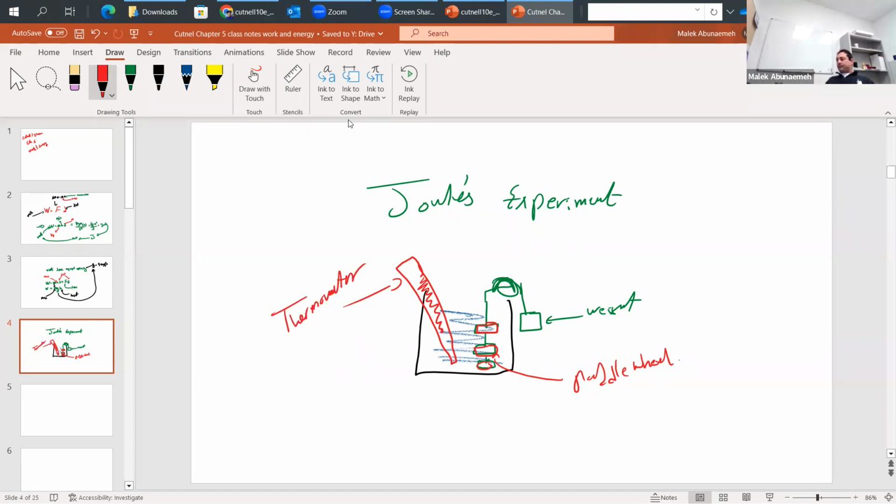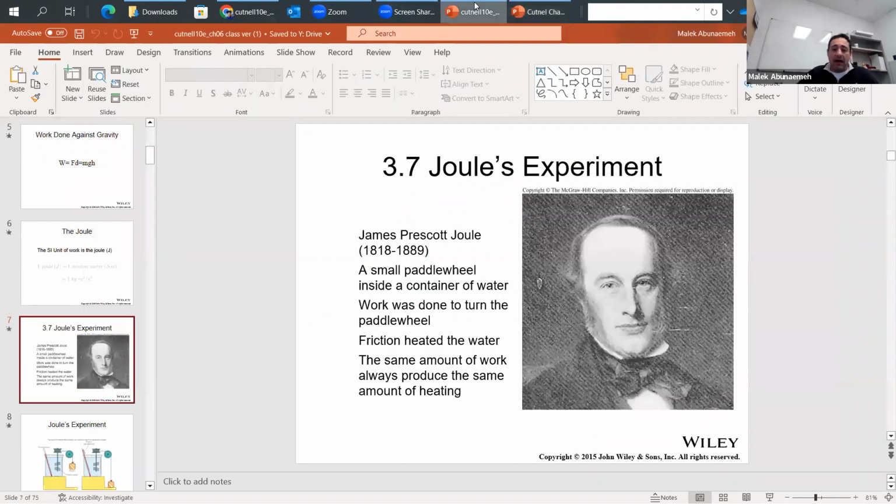So he had a small paddle wheel inside a container of water. And when he put the weight on there, the paddle started going faster. The faster the paddle is going, the temperature goes up. So the friction heating the water, the same amount of work always produces the same amount of heating. And that's Joule's experiment.